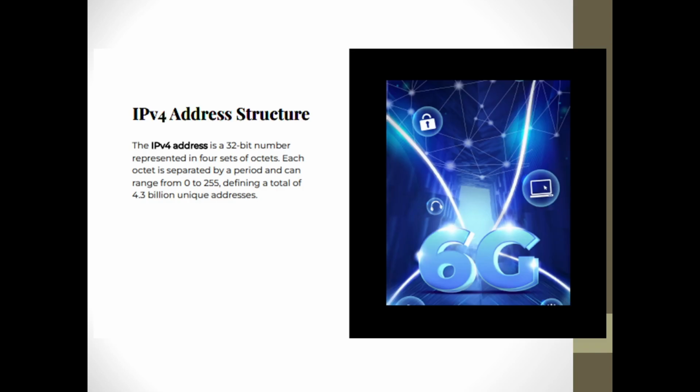Then let's jump to the IPv4 addressing scheme. IPv4 stands for Internet Protocol version 4. It is the fourth version of Internet Protocol. It uses a 32-bit addressing scheme, allowing a total of 2 raised to power 32 addresses, over 4 billion addresses. IPv4 addresses are typically represented in dotted decimal notation like 192.0.2.1.